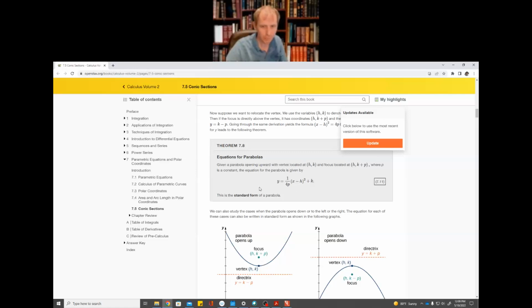So this is our standard form, y equals 1 over 4p times (x minus h) squared plus k, where (h, k) is the vertex and the focus is shifted over from that by p in whatever direction the parabola opens.